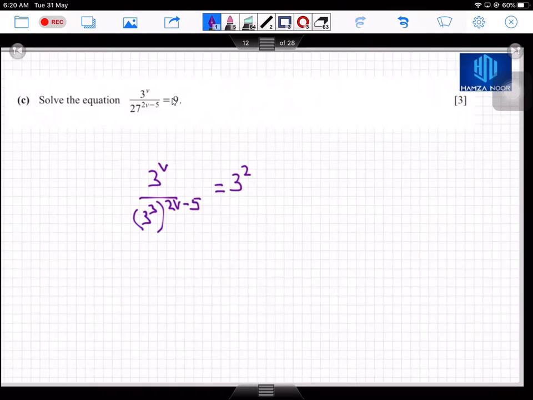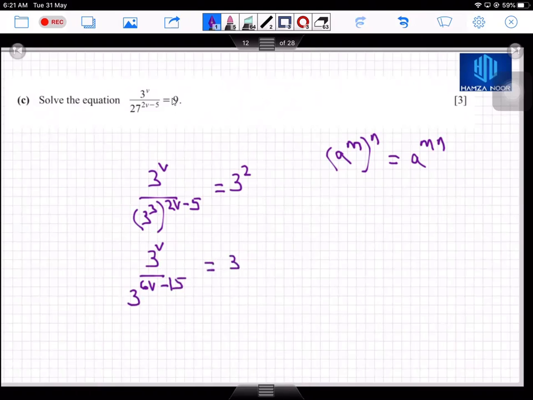All right. So as you know, according to the laws of indices, when a raised to the power m is raised to the power n, this is basically a raised to the power mn. The powers are actually multiplied with each other. So now I can say that 3 raised to the power v upon 3 raised to the power 6v minus 15, and this is equals to 3 square. As simple as that.